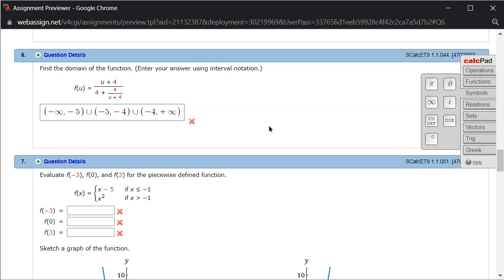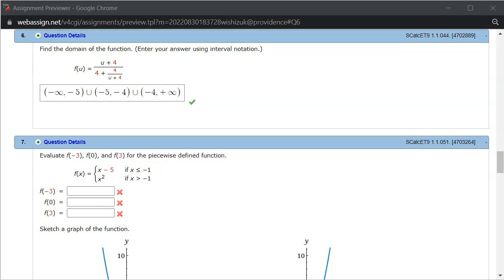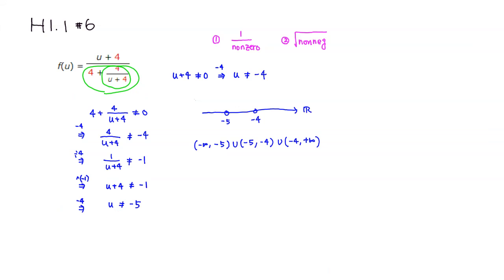All right, that's that. Let's check the answer. I came back, and it looks like we got the natural domain of this function correctly. All right, that's it. I hope that this was clear.